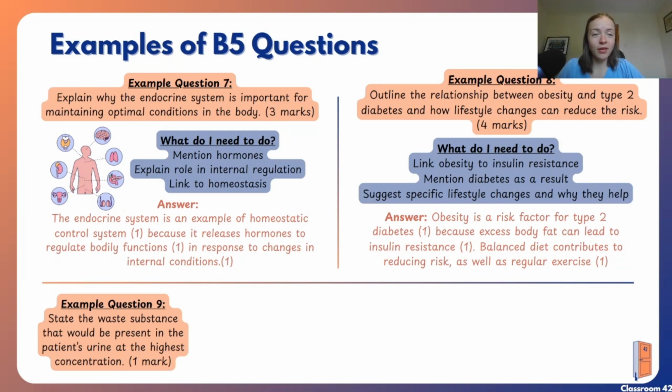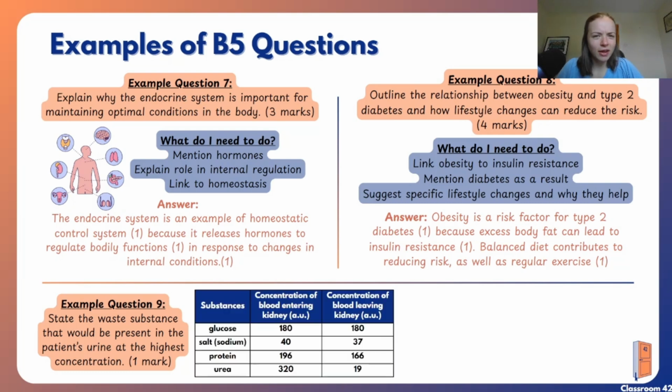So question 9, this will be the final one for B5. State the waste substance that will be present in the patient's urine at the highest concentration. So that's quite a vague one here, but in fact this question would come with a table. So this table shows us the concentration of blood entering the kidney and the concentration of blood leaving the kidney. So combined students, this question wouldn't come up for you, but it's quite good to just get familiar with reading tables and being able to extract the information you need from those tables.